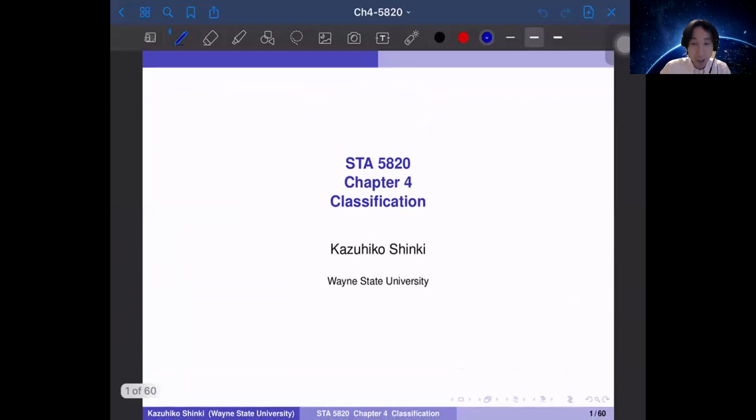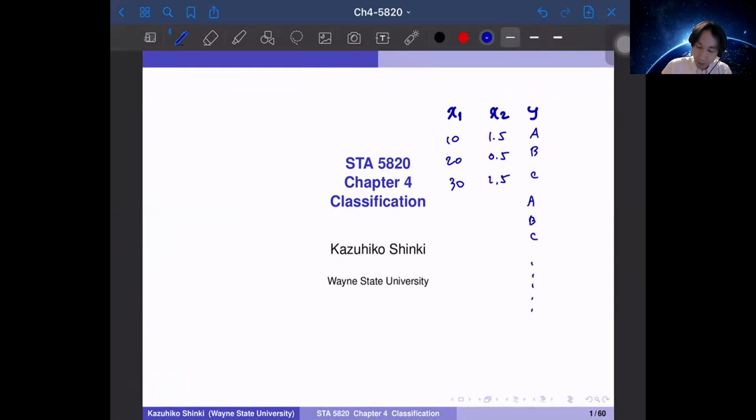Okay, so chapter 4 is classification. So the y value is categorical. Maybe we have multiple variables, x1 and x2, and the x1 values and the x2 values, then y values. But for the y values, we only have categories, maybe A, B, C or something. So categorical.